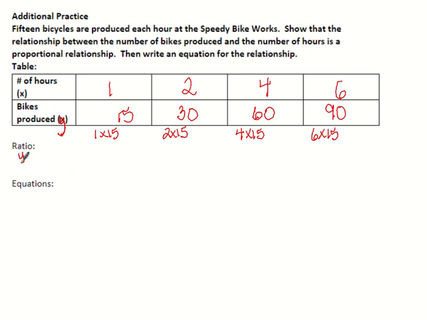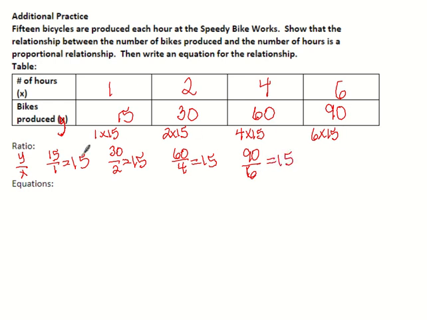Remember, our ratio is always y over x. So we would do 15 over 1, which is 15. And 30 over 2, 15. 60 over 4, I almost wrote 4 over 60. 15. And 90 over 6. 15. It's just the opposite of all these, right? Because these are division signs, too. So then our equation would be y equals 15x.